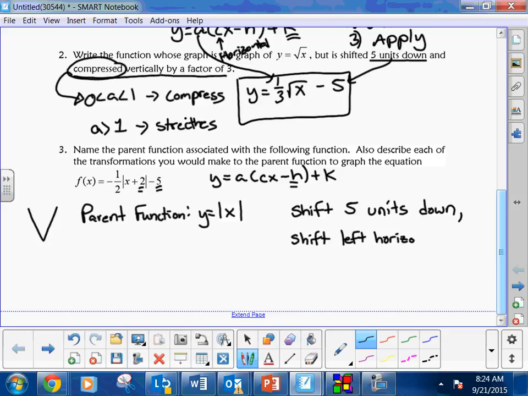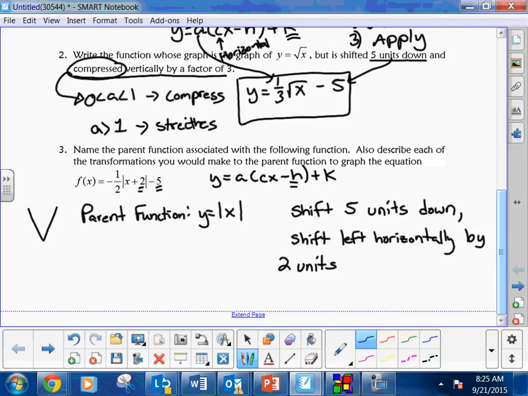I have to also describe the direction horizontally. Shift 5 units down. I guess you could call it shift left horizontally by 2 units, or you can say 2 units shift to the left.